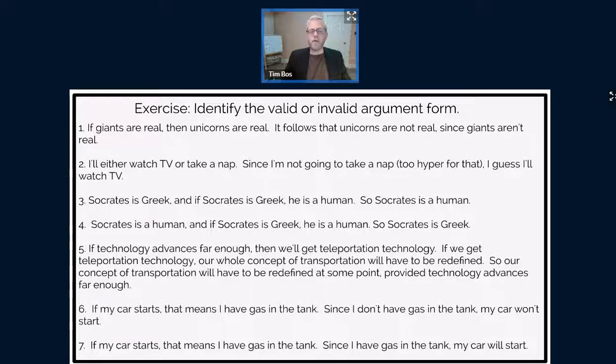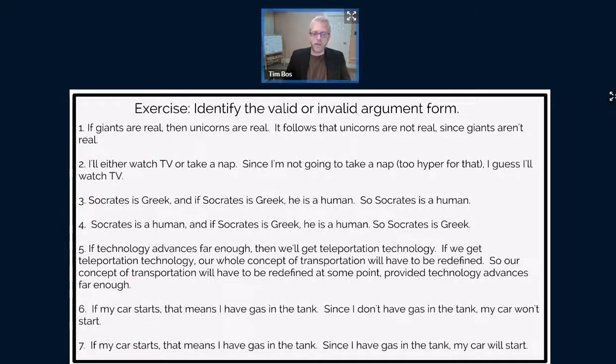If I were to re-say it slightly more rigidly: I'll either watch TV or I'll take a nap. I will not watch TV, so I will take a nap. You can see that it's valid. This is an or statement, an either-or statement, A or B. That's called a disjunction.